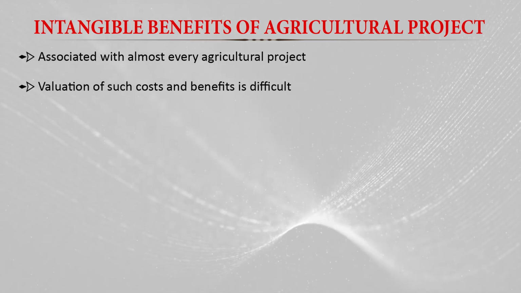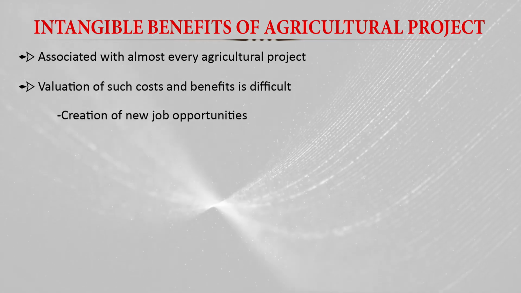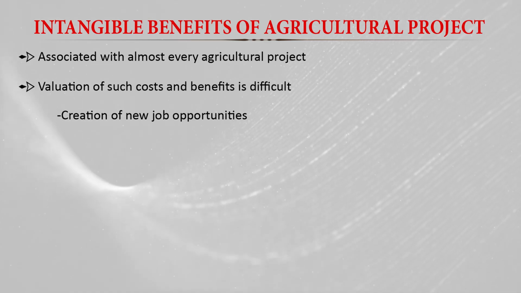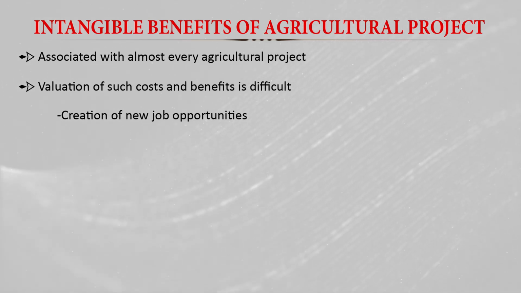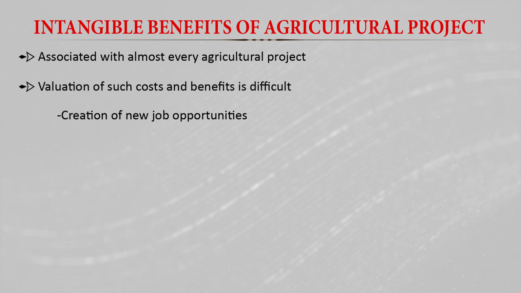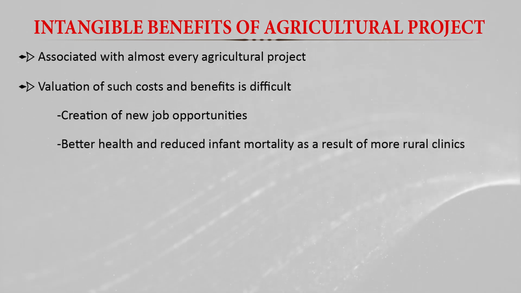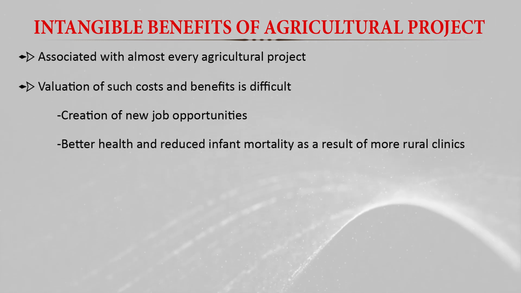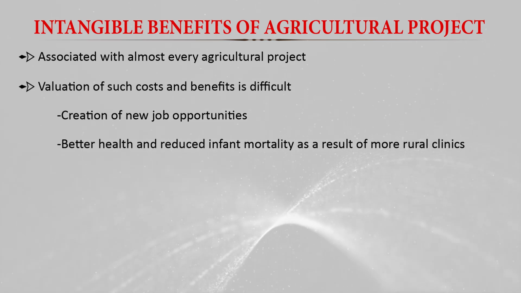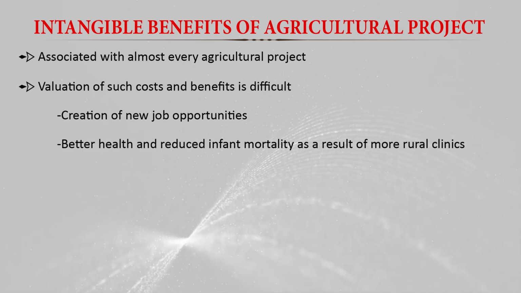We have different types of cost and benefit, like creation of new job opportunities through some agriculture projects. This is a kind of intangible benefit. And better health and reduced infant mortality as a result of more rural clinics. This is also a kind of intangible benefit.